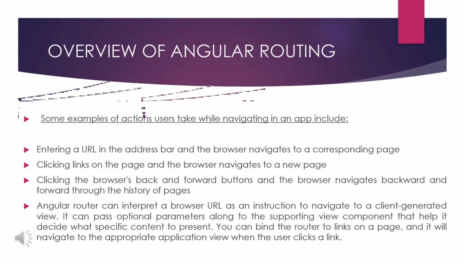So the Angular router has browser URL instructions. Based on the navigations, it will load different components based on the user's requirement. For example, I have 10 components. I have a home component, and inside this home component, I have 9 other components. Whenever I click on a component, that component will be navigated to and loaded in the browser. Likewise, the Angular router is working.